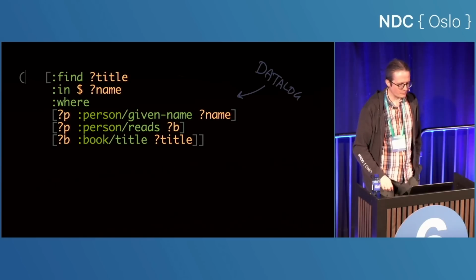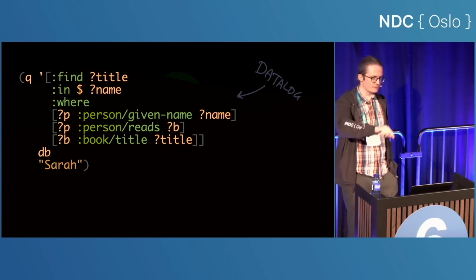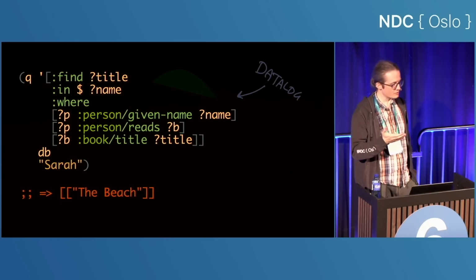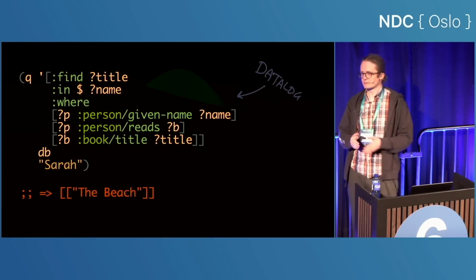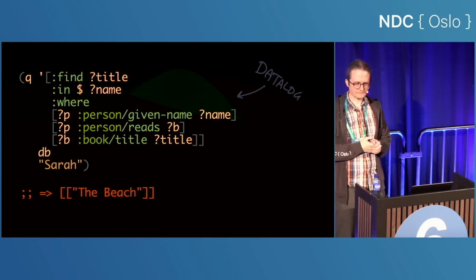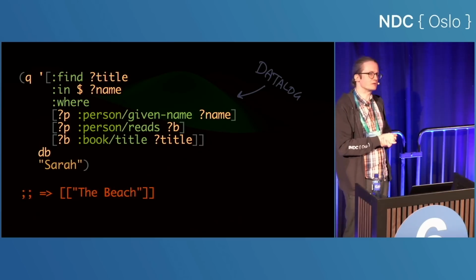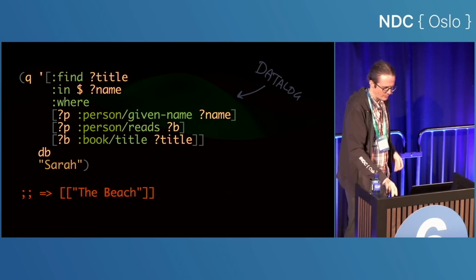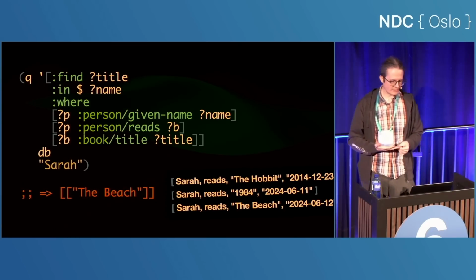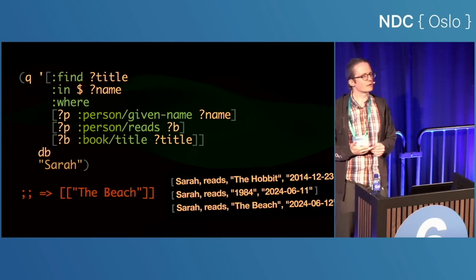So to query, we'll pass this Datalog query to the q function, pass in the database and the name Sarah, and we get back The Beach, which is pretty good. Sarah is reading The Beach today. But why only The Beach? If you remember, Sarah was reading The Hobbit, she was reading 1984, she was reading The Beach. There is something going on here.